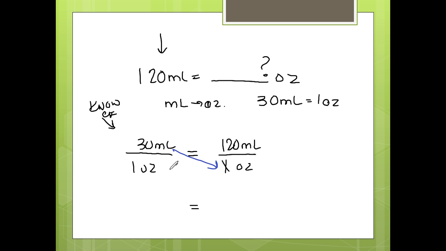I'm going to go ahead and cross multiply. So I have 30x, 30 times x, is equal to 120. I want to go ahead and solve for x by dividing both sides by 30. So 30 will cancel on the left, so I'm left with x equals 4 ounces.